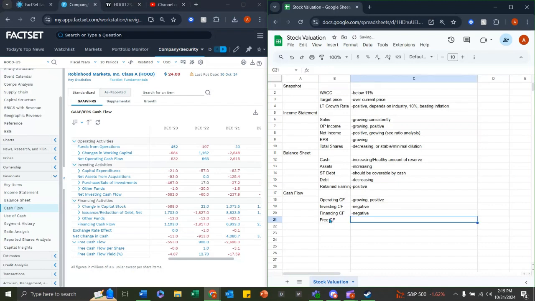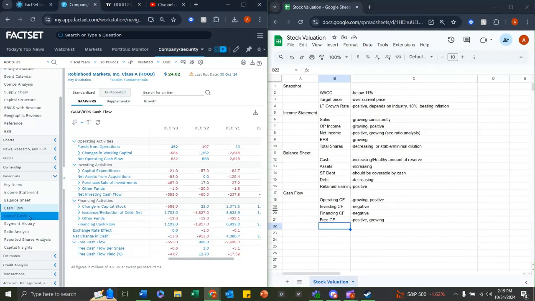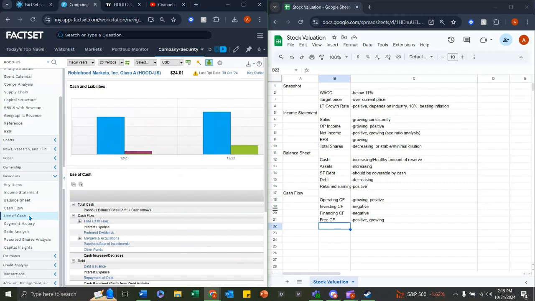Now, free cash flow: positive, growing. Very basic stuff. You want free cash flow to be positive. Other than that, I think that's it for the cash flow statement. Net change in cash is kind of important, but again, like I was saying earlier, it doesn't have to be increasing. This is just the way their cash changes, things like that. So this one is important. It's something I like to see.